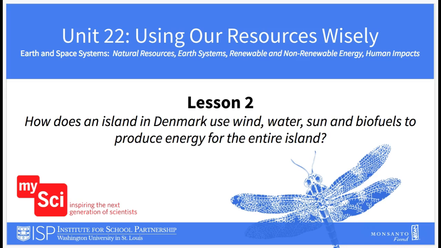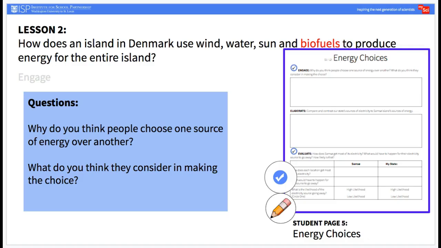They will figure out that some communities use renewable energy sources, while most others still rely on non-renewables as their main energy sources. Communities that choose mostly renewables do so to protect the environment and Earth's resources. In the Engage portion of this lesson, students will record and discuss their ideas about why people choose certain sources of energy and what they might consider in making that choice.